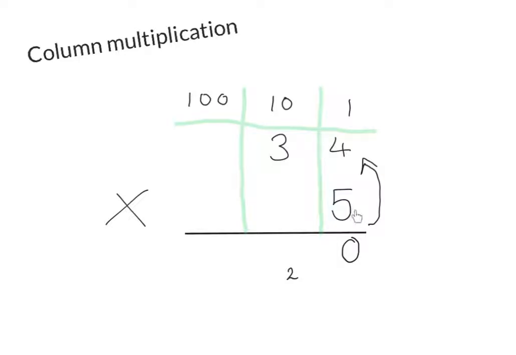Right, now we've times 5 by 4, we're going to do 5 multiplied by 3, which is 15. Add 2 is 17. So my 7 goes here, carrying my 1 into my hundreds column. So 34 multiplied by 5 is 170. Let's have a look at another example.